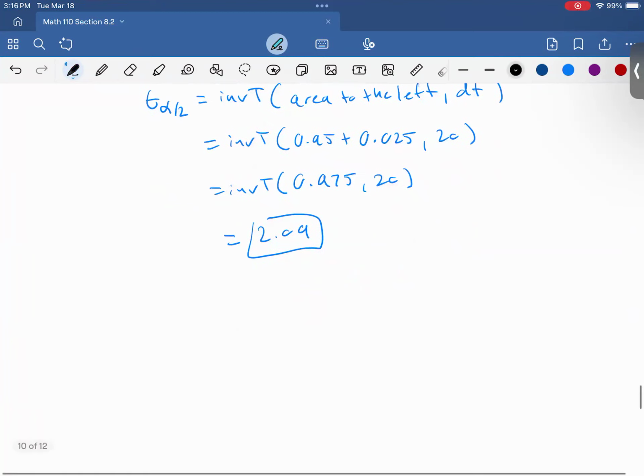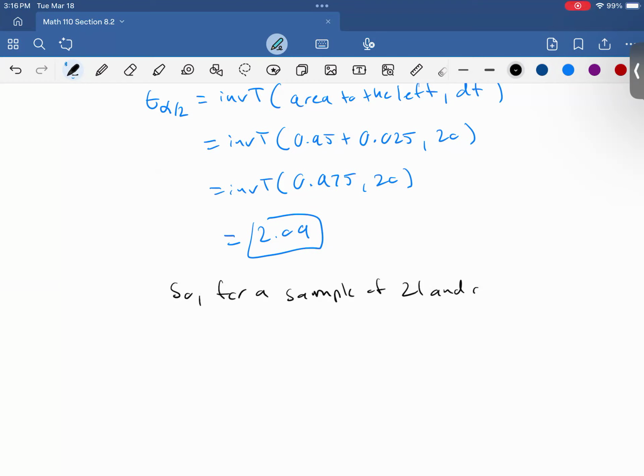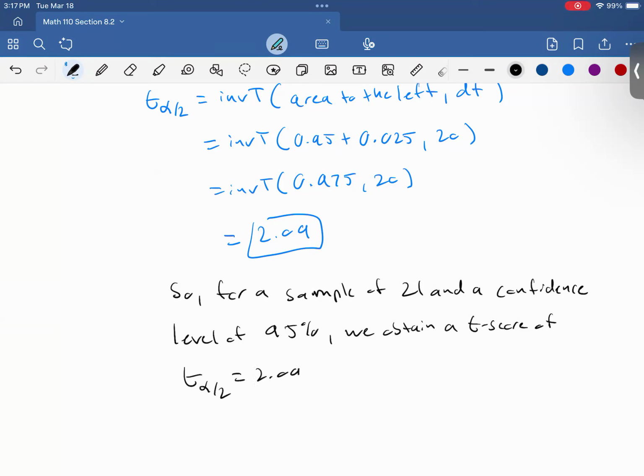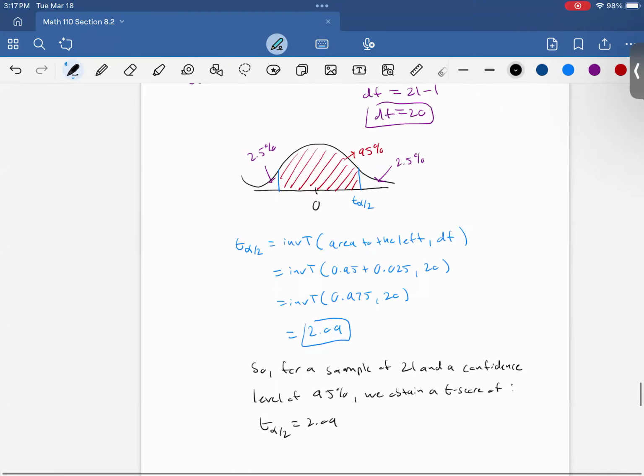So let's write this out in words. For a sample of 21 and a confidence level of 95%, we obtain a t-score of 2.09. Okay, so that's it for number 3, t-scores.